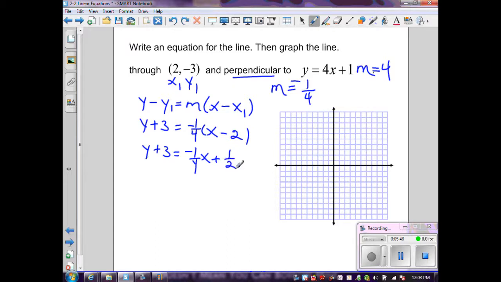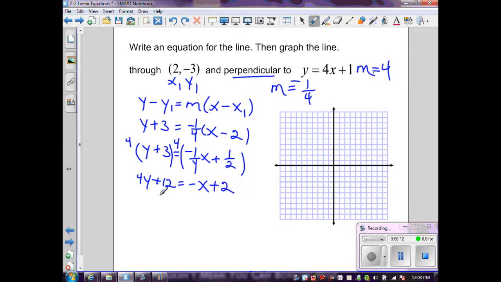Let's multiply both sides by the least common denominator to eliminate fractions. That's going to be multiplying by 4. That's going to give me 4y plus 12 equals 4 times a negative 1 is a negative 4 divided by 4 is going to give me a negative x. 4 times a positive 1 is a positive 4 over 2, which is a positive 2.